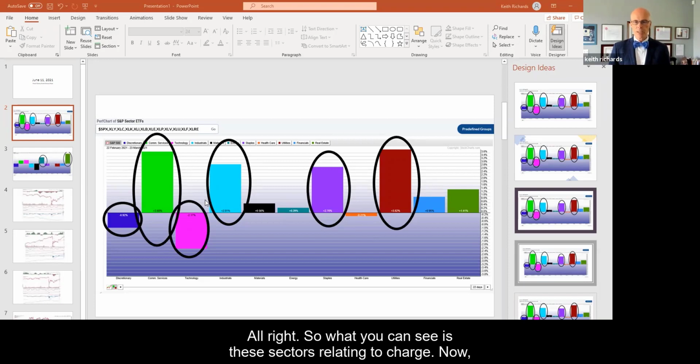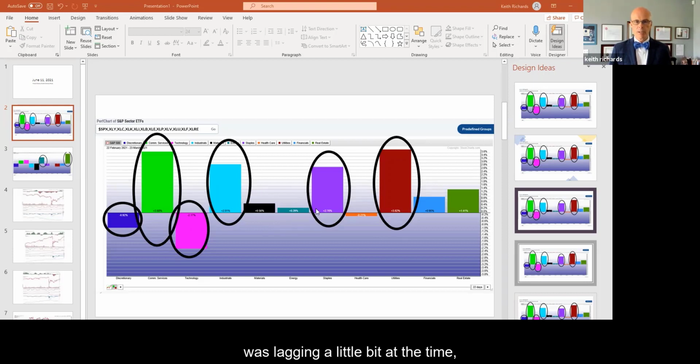What you can see is these sectors were leading the charge, and I want you to pay attention to a couple of things. Energy was lagging a little bit at the time, as were a couple of other sectors like financials and real estate.